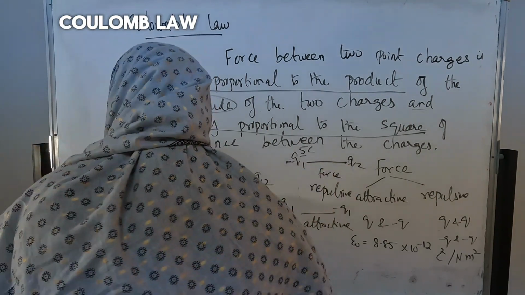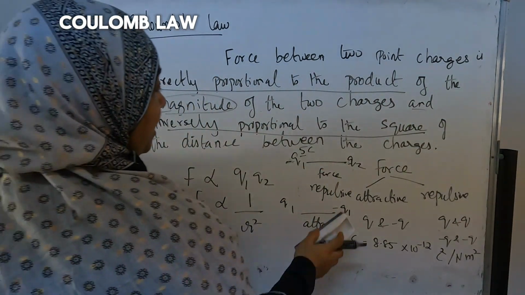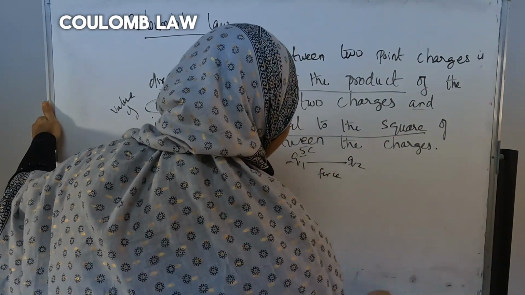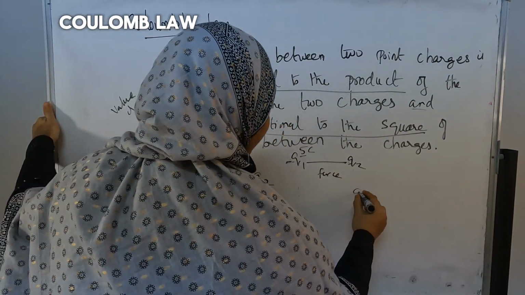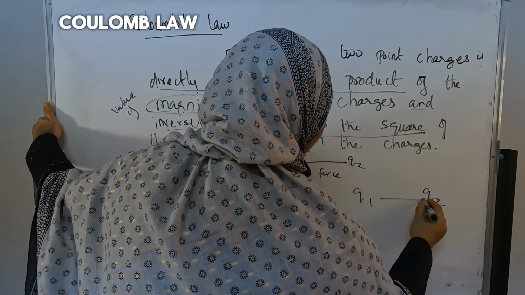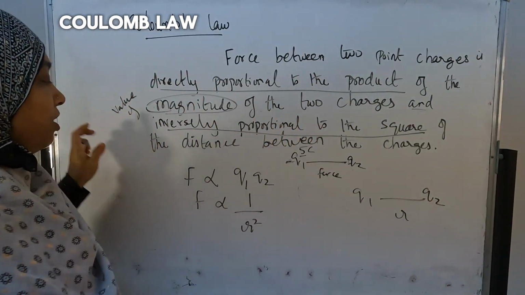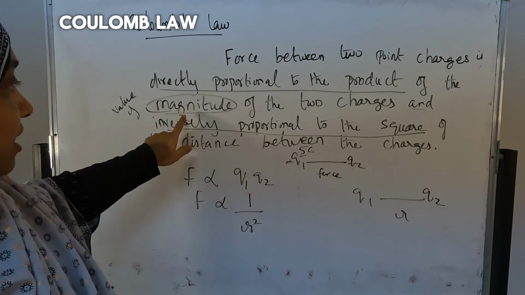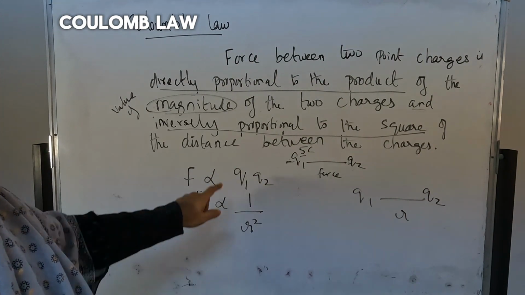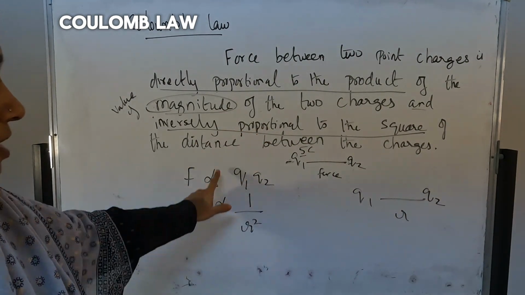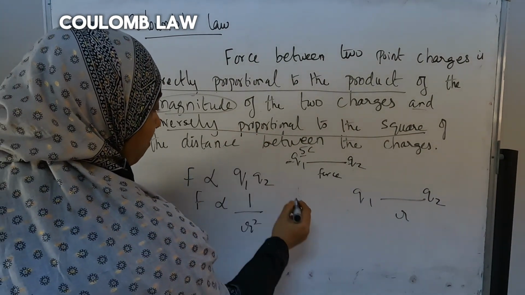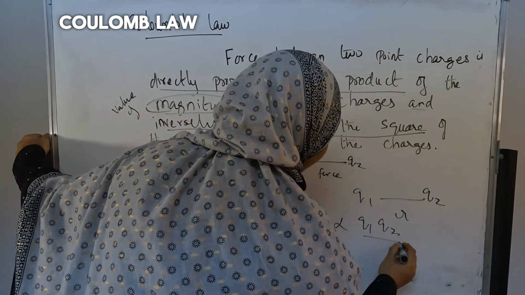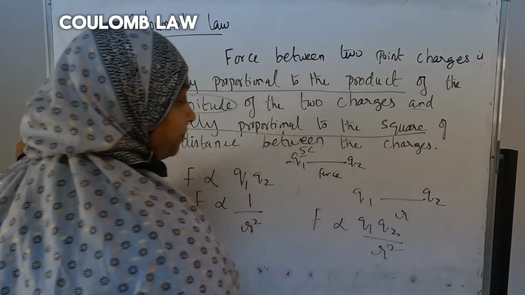Suppose these two charges are kept at some distance. That distance we are taking as R. So the force is inversely proportional to R square. Inverse means it goes in the denominator, proportional to the square of the distance between the charges. Now we combine and write this: Q1 and Q2 will come up and R square will come down.